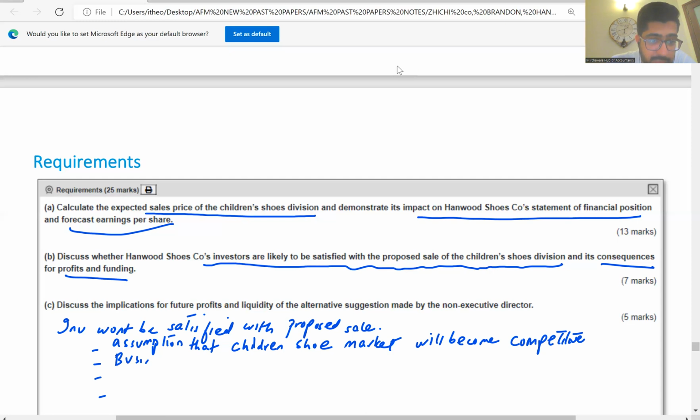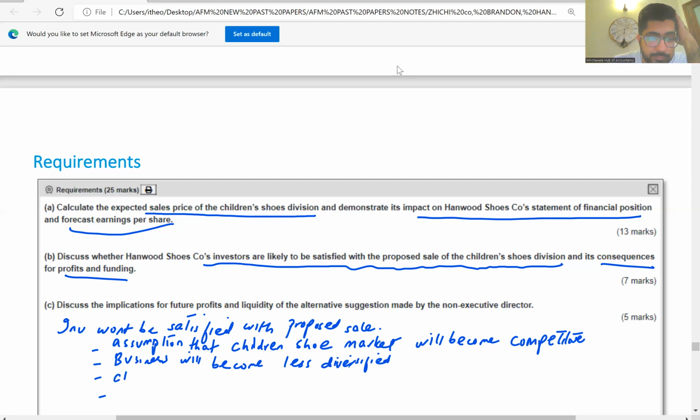Investors won't be satisfied because, second point, business will become less diversified. At the moment, business is generating money from 2 areas, adults and children. Selling one business means you will be dependent only on adult shoes, so diversification will be less, so risk level will be high. This might also prompt investors not to be too much satisfied. Okay.